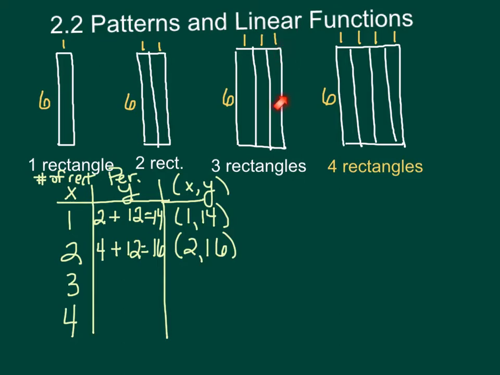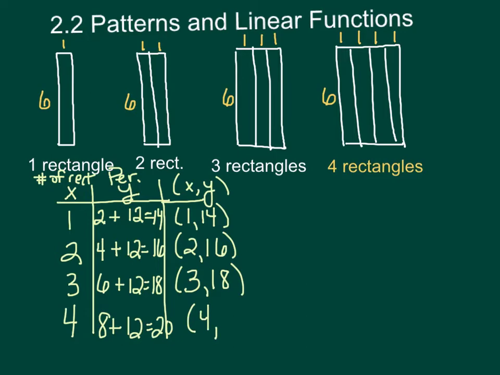Well, we have 6 plus 6 still, but here now we have 3 plus 3. So the top is 3, the bottom is 3. That gives us 6 plus 12, which gives us 18. So our ordered pair would be the third rectangle, gives us a perimeter of 18. And lastly, we have 4 plus 4, so that would be 8 plus 12 equals 20. And that gives us the ordered pair 4, comma 20. So right now we've written them as an ordered pair with a table. So we've made a table.